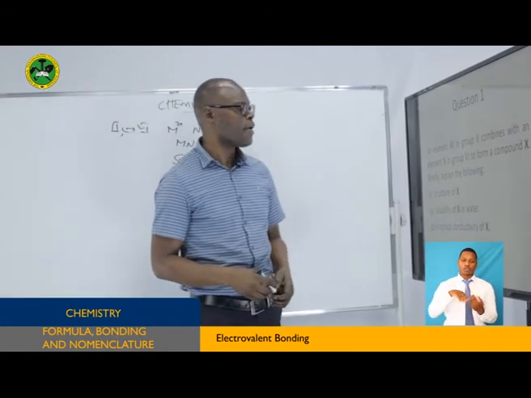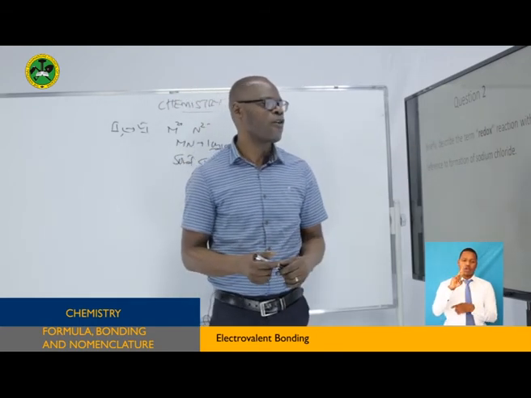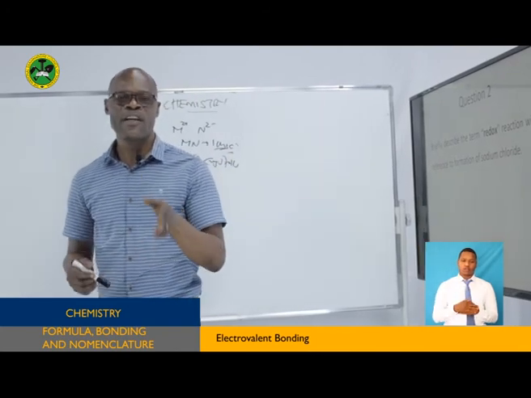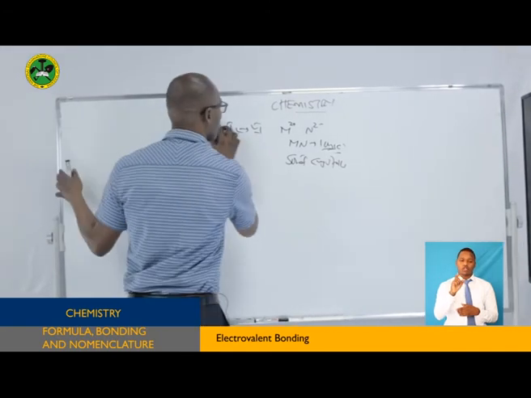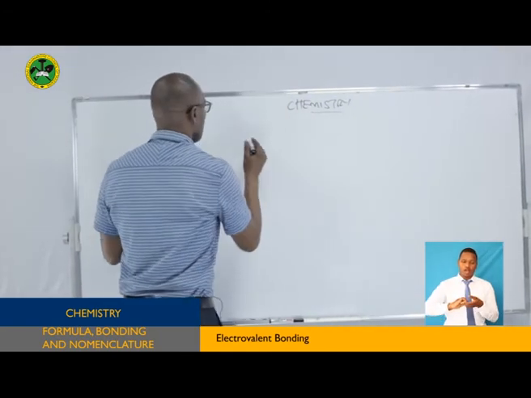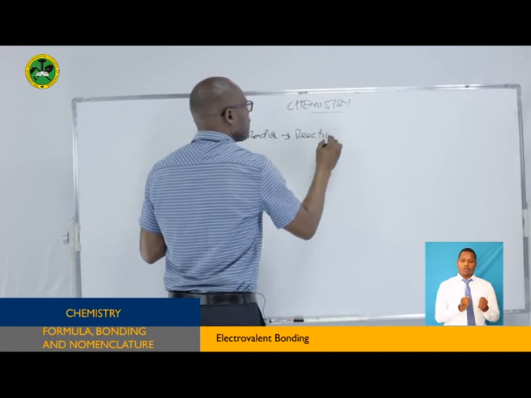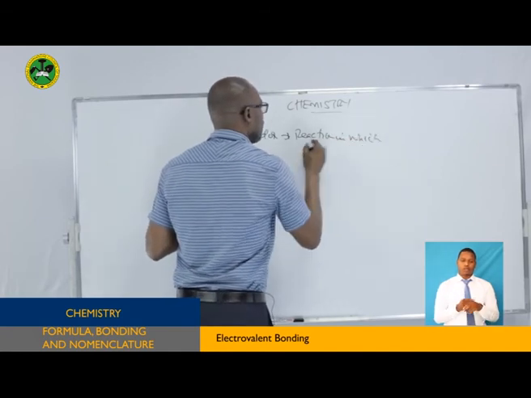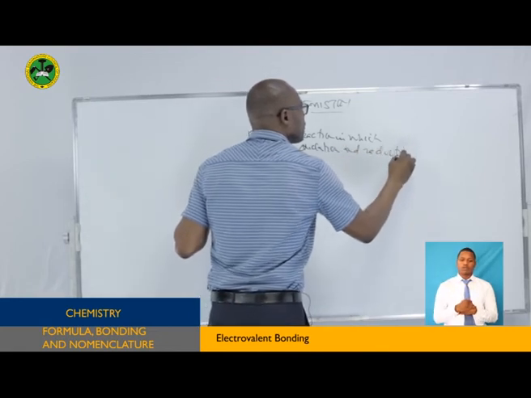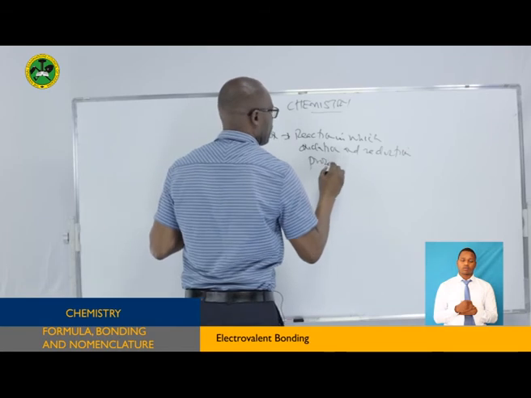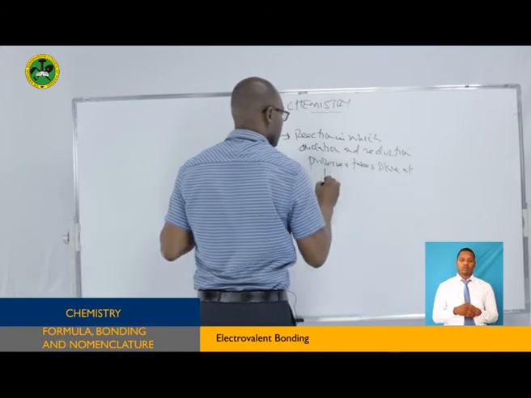Question 2 is saying, briefly describe the term redox reaction with reference to formation of sodium chloride. Redox reaction is a reaction where oxidation and reduction take place at the same time. Redox reaction is a reaction in which oxidation and reduction processes take place at the same time.